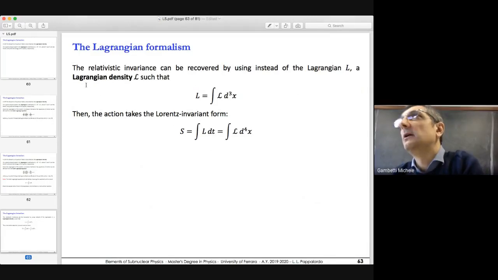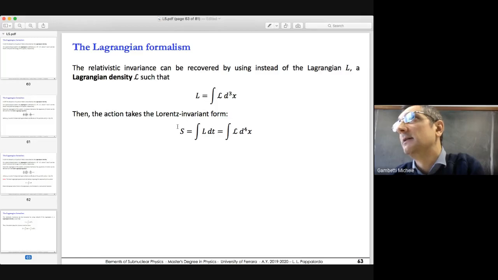We need to introduce the concept of Lagrangian density. Okay, so the Lagrangian density is such that the classical Lagrangian is given by the volume integral over the Lagrangian density. And once you do so, then you can define properly your action, because the action is still the Lagrangian integrated in time, but now you have both the spatial coordinates and time. So your action in quantum field theory is the integral of the Lagrangian density in the 4-space volume, considering not only the spatial coordinates, but also the time, and this at the same level.